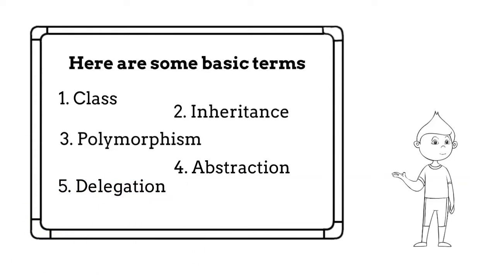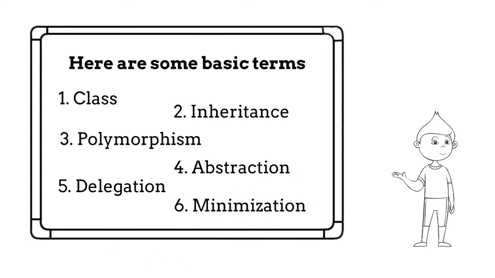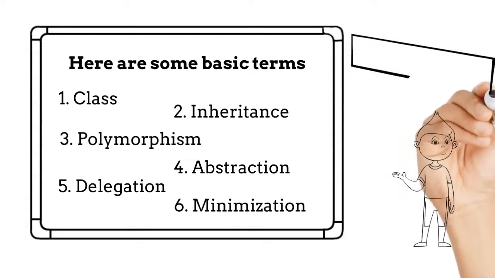Delegation is when you hand over the responsibility for a particular task to another class or method. Minimization is having the least functionality necessary in a program or device to decrease the number of ways in which attackers can exploit a program or device.